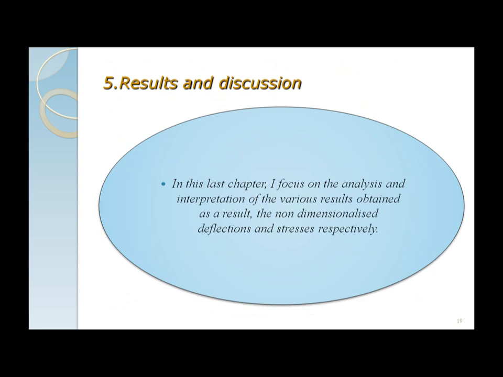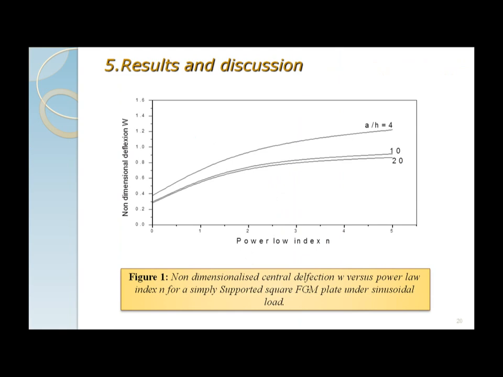Result and discussion. In this last chapter, I focused on the analysis and interpretation of various results obtained as a result of non-dimensional deflection and stress, respectively. So the first figure shows the non-dimensionalized central deflection W versus power law index N for a simply supported square FGM plate under sinusoidal load. We notice that W increases when the power law index increases.